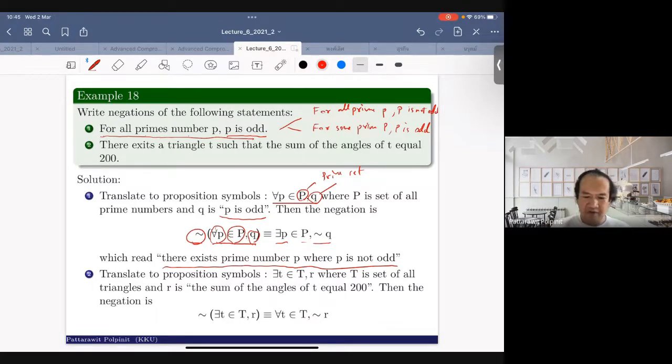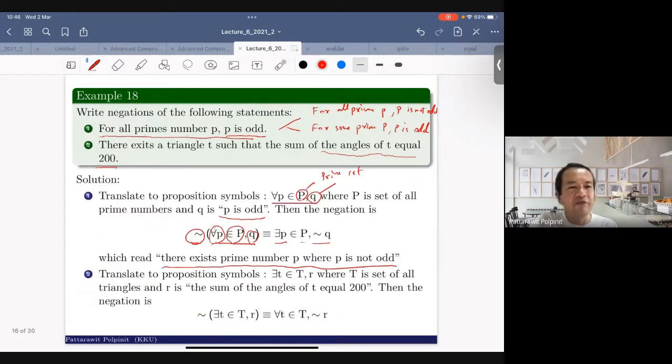Any questions for this one? Okay, let's see another one. There exists a triangle T such that the sum of the angles of T is equal to 200. What is the negation of this sentence? What's the negation of this one?